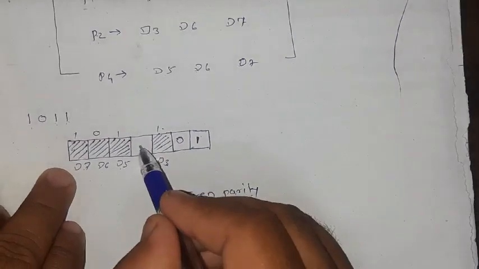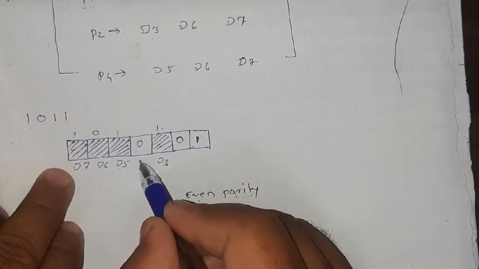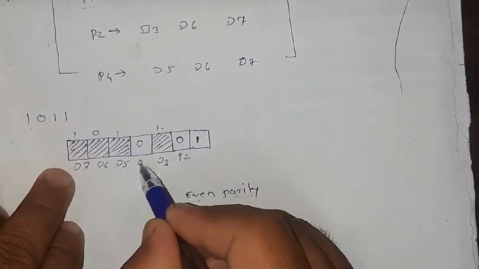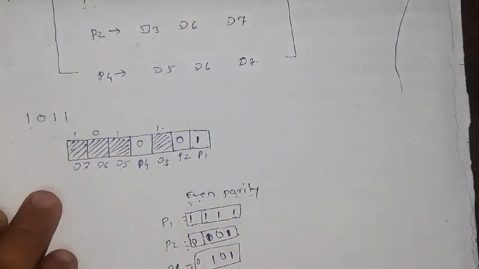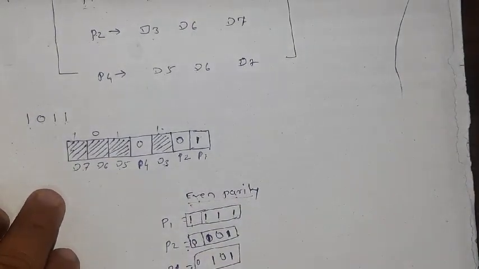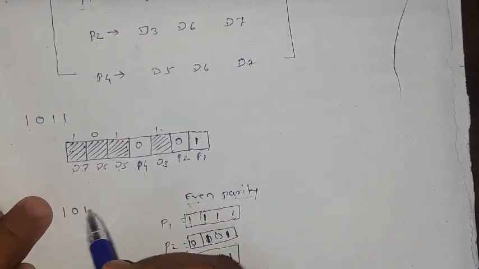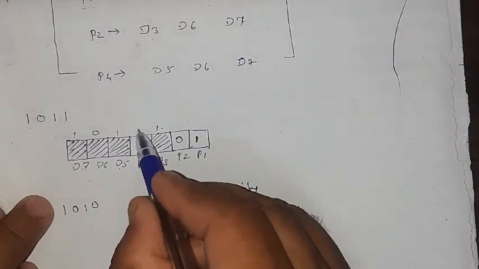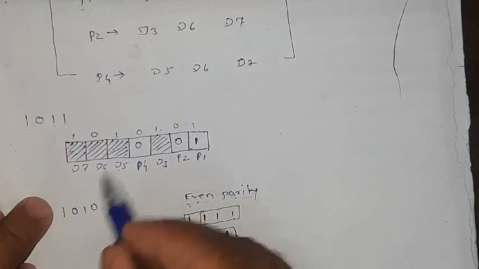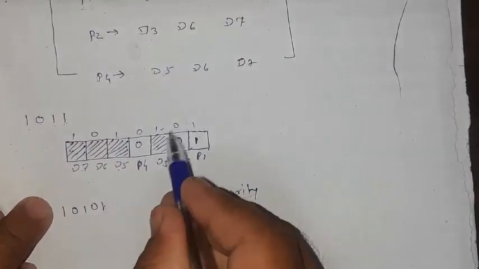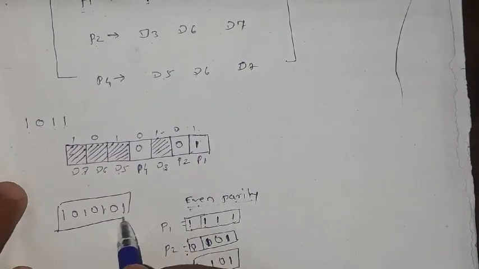So here again the value of P4 is 0. This is P2, this is P4 and this is P1. P1, P2 and P4. Now we have the complete code word, that is 1, 0, 1, 0, 0, 0 and 1. That is 1, 0, 1, 0, then 1, then 0 and then last 1. This is our code word.